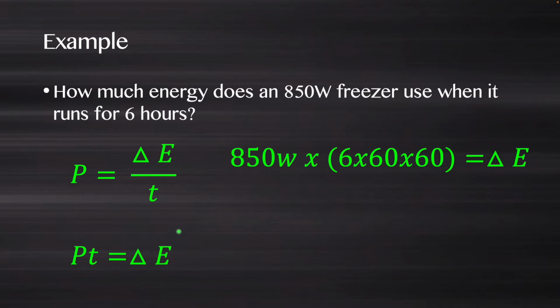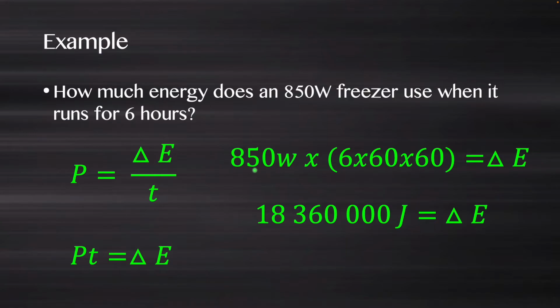Now plugging in our numbers, I'm going to put 850 watts, and I have to put my time in seconds because watts is joules per second. So I need to multiply this by seconds. How I did that here is I took 6 hours, and in 1 hour there are 60 minutes, so times by 60 to get minutes. And then in 1 minute there are 60 seconds, so times by 60 again to turn 6 hours into seconds. Now I just put that in brackets in my calculator, and when I multiply that, I get a large number of 18,360,000 joules. So it's a large amount of energy.